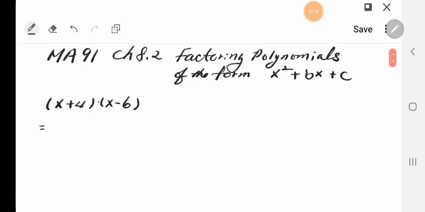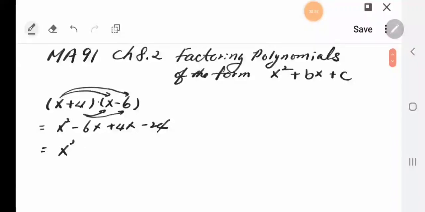That is factoring. So let's do a distribution. This is a product of two binomials. Once we distribute this using the FOIL method, this will be x squared minus 6x, multiply these two, then 4x. Then the last terms will be minus 24. So this is equal to, combine the like terms, x squared minus 2x minus 24. So factoring means from this trinomial, x squared minus 2x minus 24, we will make it a product as this. So that is factoring.